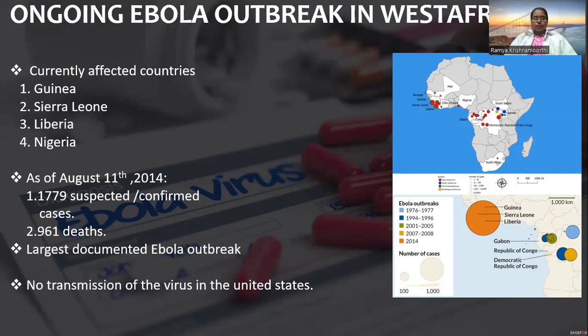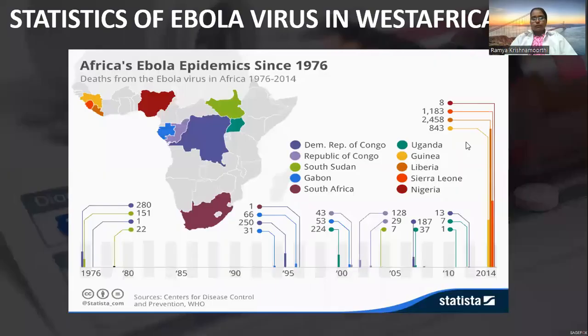Importantly, there has not been transmission of the virus in the United States, and due to the heightened public awareness and our sophisticated healthcare system, the risk of this occurring remains low. Statistics of Ebola virus in West Africa. As of 2014, there have been 843 deaths in Guinea, 2,458 deaths in Liberia, 1,183 deaths in Sierra Leone, and 8 deaths in Nigeria.